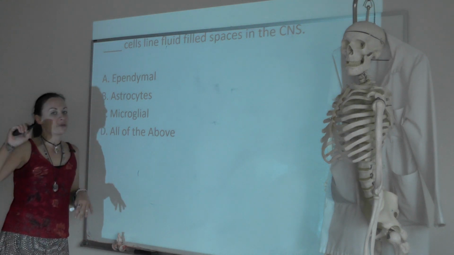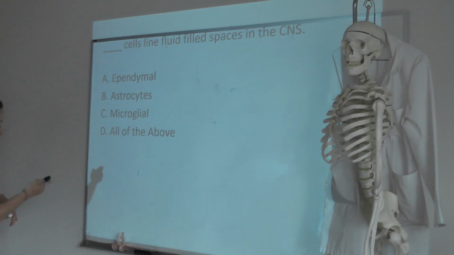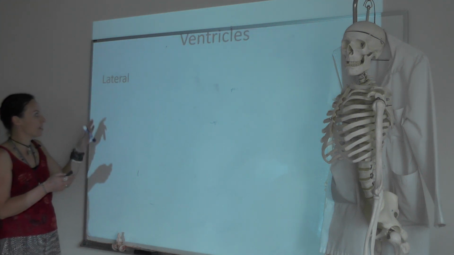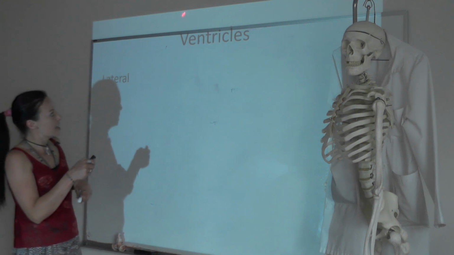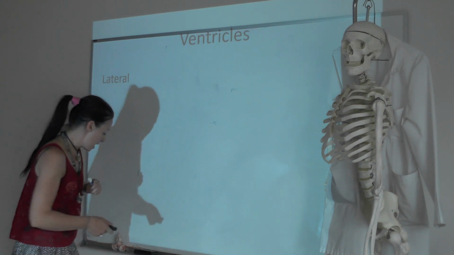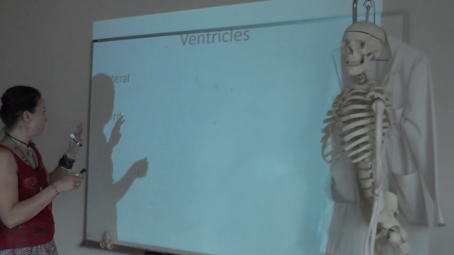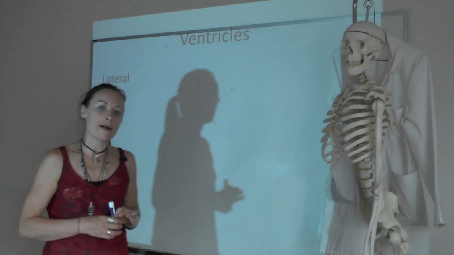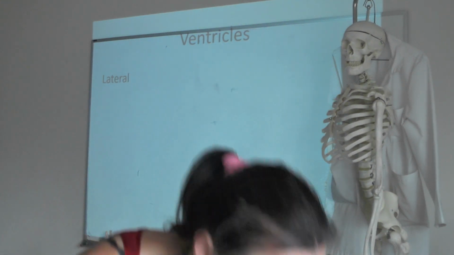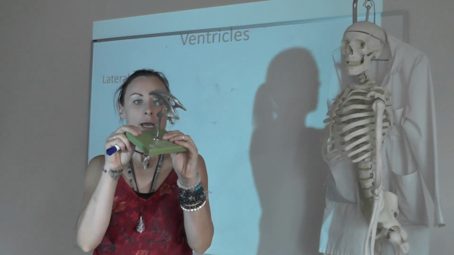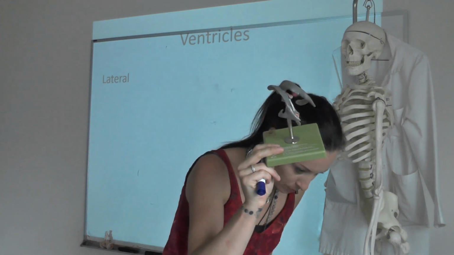You should recall from your last exam that ependymal cells line fluid-filled spaces in the central nervous system, and I bring them up now because in the brain the fluid-filled spaces are the ventricles, and in the spinal cord we have the central canal. The cerebrospinal fluid also circulates around the brain and around the spinal cord, but in the brain we have ventricles. I showed you this model when we were talking about ependymal cells. This is a model of the ventricles, these fluid-filled spaces that contain cerebrospinal fluid.